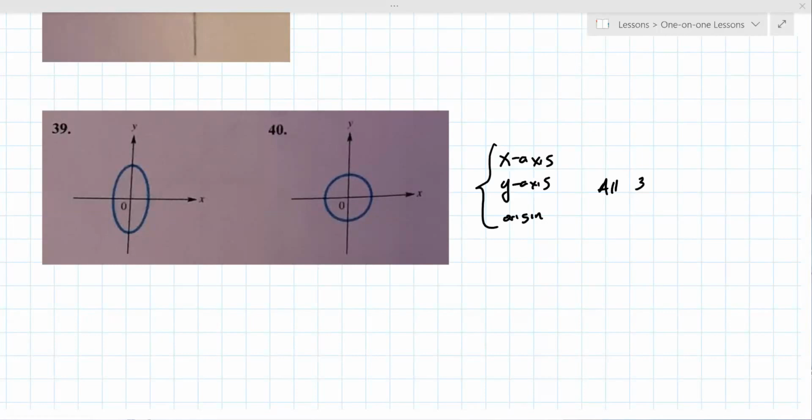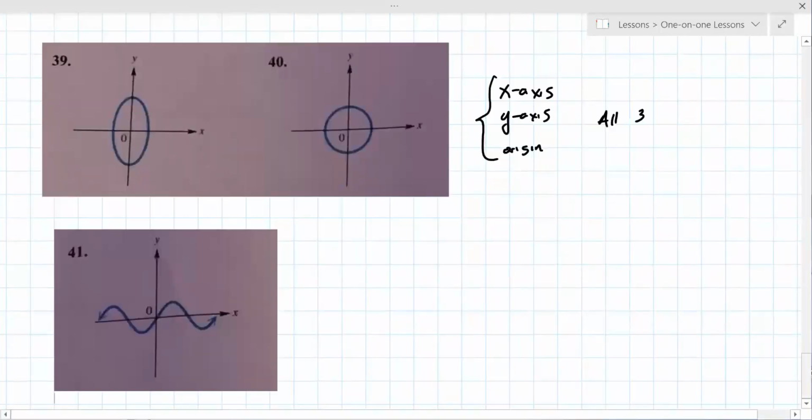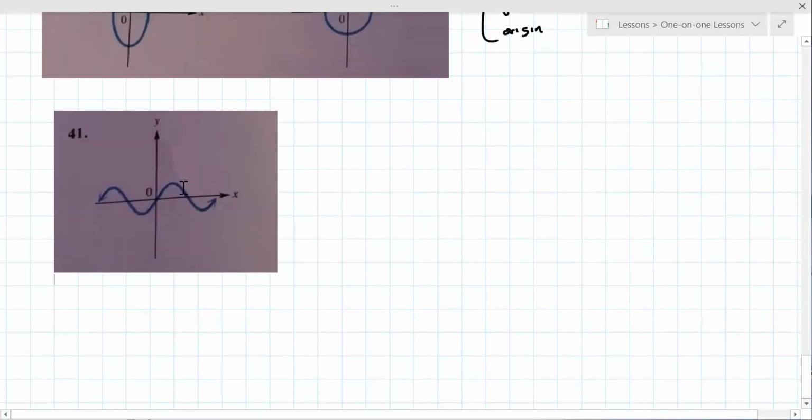Therefore, 41 and 42 be origin symmetry. 41 is, but 42 is not. What's 42 then? Well, is 41 clear? Because sometimes what you have to do is almost cover up the left side. So this one is origin.